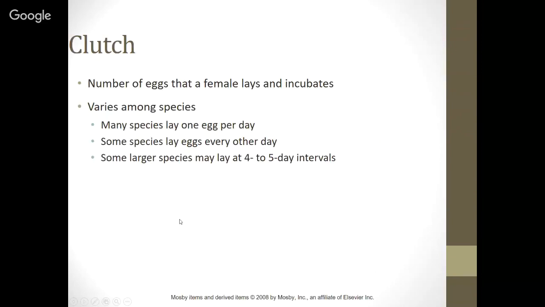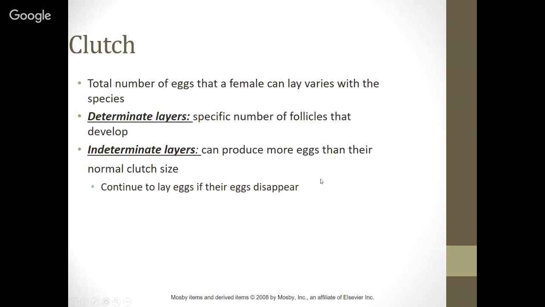A clutch is the number of eggs that a female lays and incubates, and it varies among species. Many species lay one egg per day. Chickens will often lay one egg every 24 to 36 hours, depending on the species or the breed of chicken. Some species lay eggs every other day, and some larger species may lay at 4 to 5 day intervals. The total number of eggs that a female can lay varies with the species.